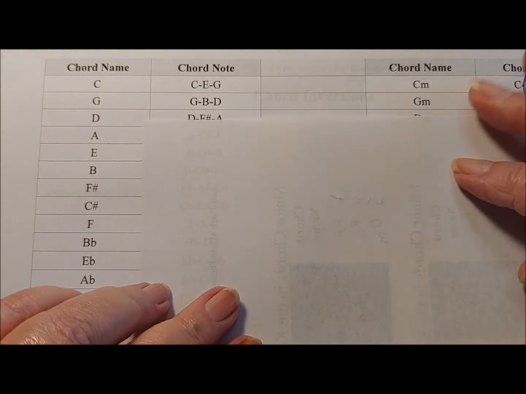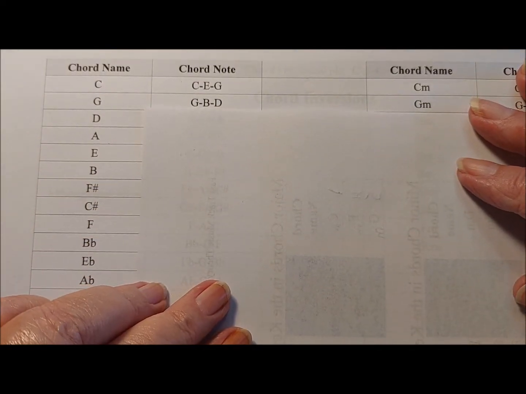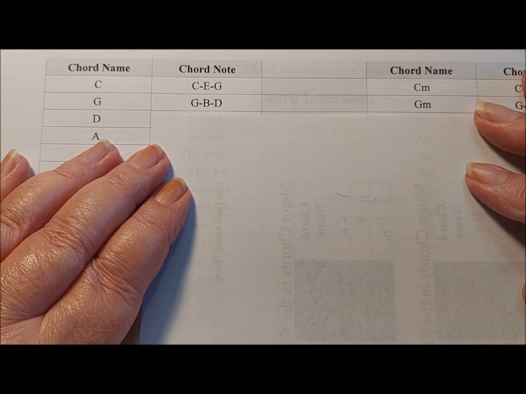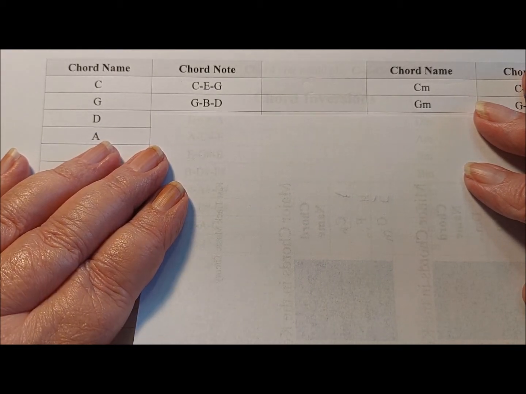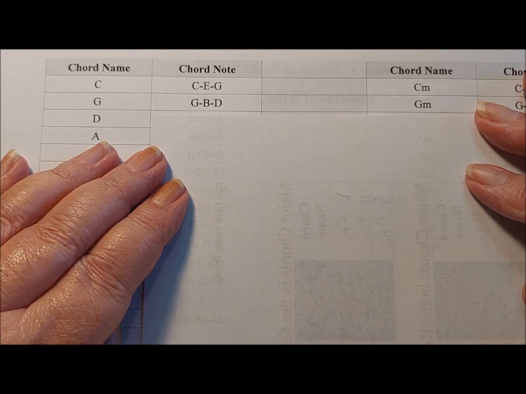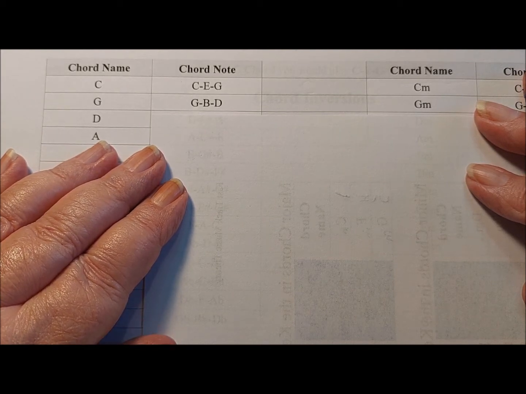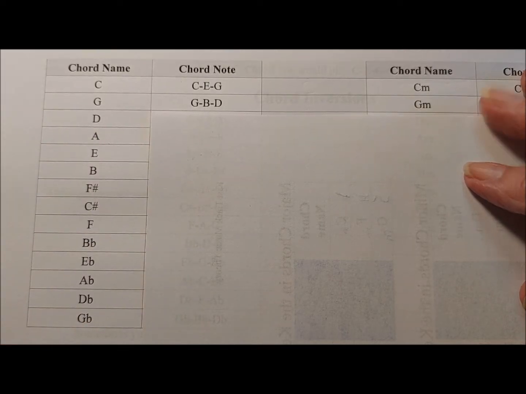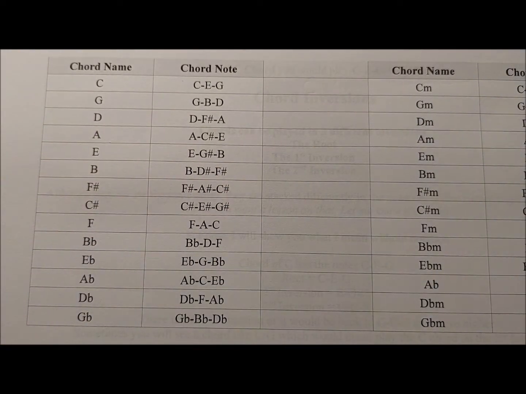Key of G, chord of G. The chord itself is made by playing G, B, and D. Now you can play all these together. Most of the time we do that on the banjolele, because that's what a strum is. You're playing right from the top down to the bottom on the 4 strings.